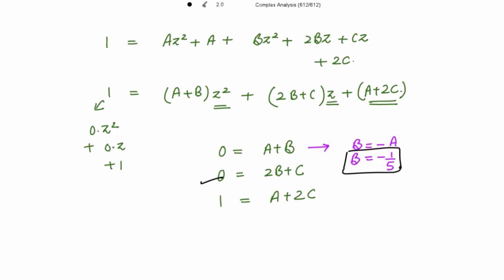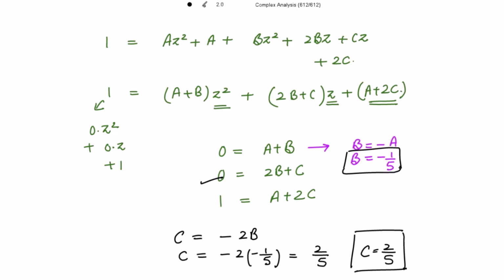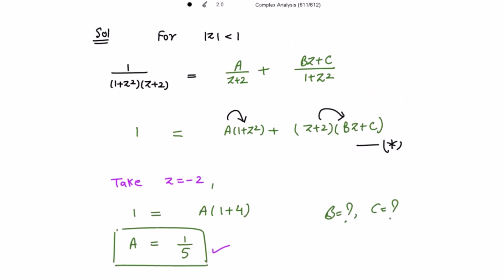And from here we can get the value of c. So c is equal to negative twice of b, that is c is minus 2 into minus 1 divided by 5, that is 2 divided by 5. This is the value for c. Let's put all these values of a, b and c back into the given equation, this one. Let's put all these values over here.